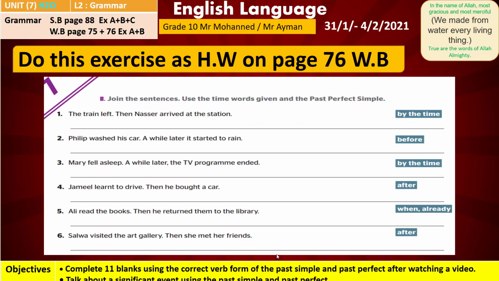Okay, this is your homework, dear students. It's exercise B on page 76 in your workbooks. Join the sentences, use the time words given and the past perfect. By the time the train left, Nasser arrived at the station. So the train had left by the time Nasser arrived at the station. That is number 1 done for you, dear students. Please do this homework and you can send me a picture on WhatsApp.